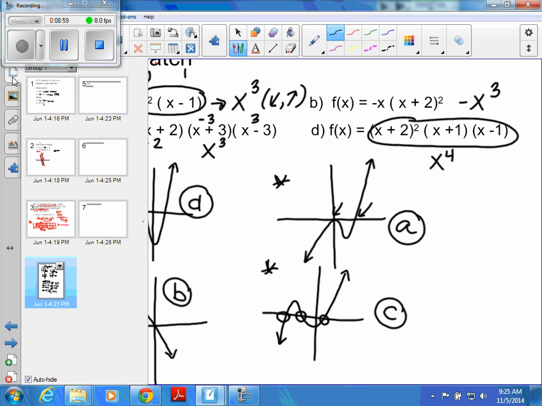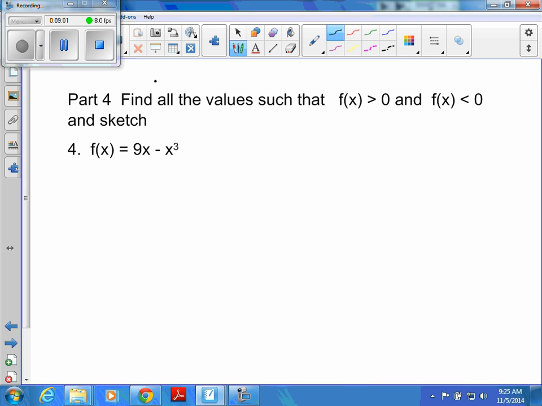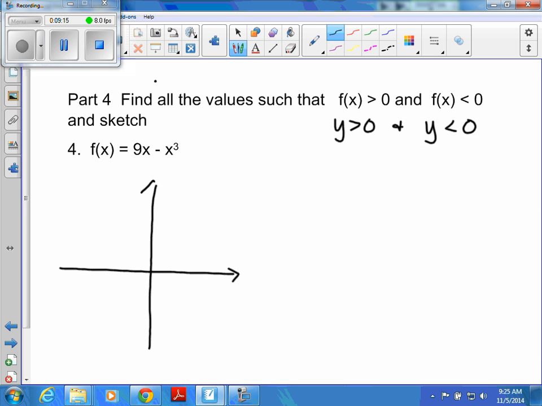Okay, the last part of the assignment. I'm just going to do 2, and then we're done. They want you to find all the values where the y is greater than 0, and all the values where the y is less than 0. First thing I'm going to do is graph this. If you have a graphing calculator, you can graph it, but I want you to be pretty precise, so I think doing it the long way isn't going to make or break you.